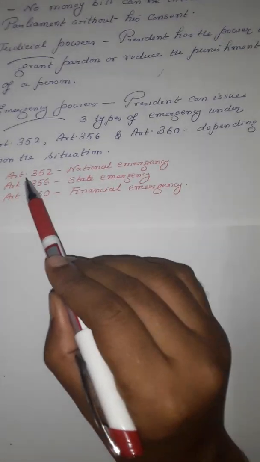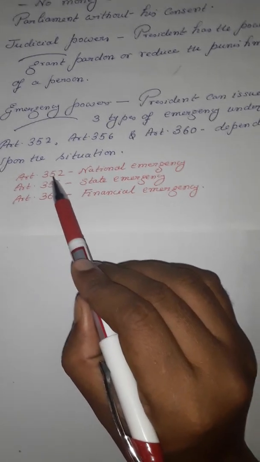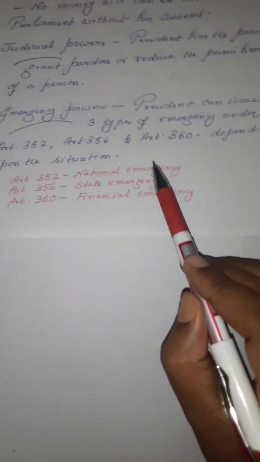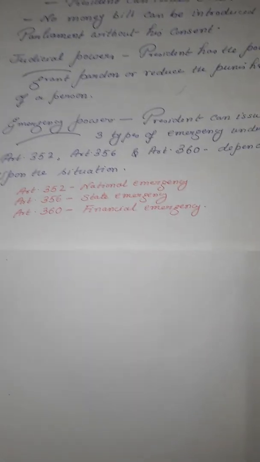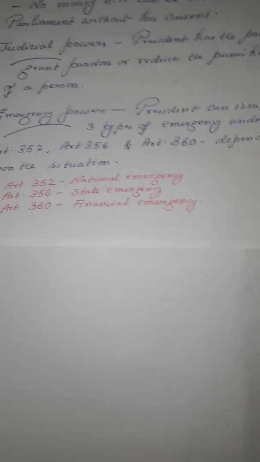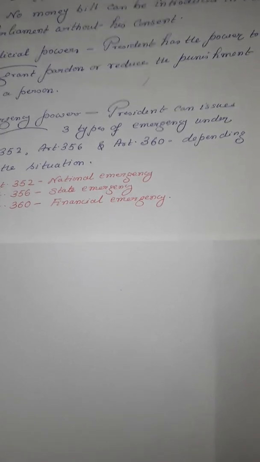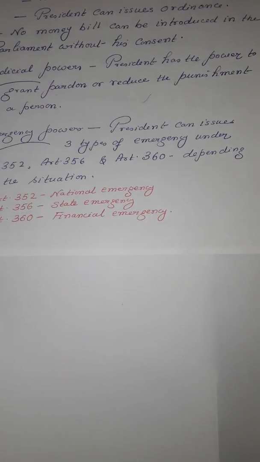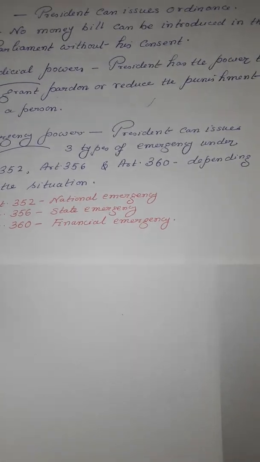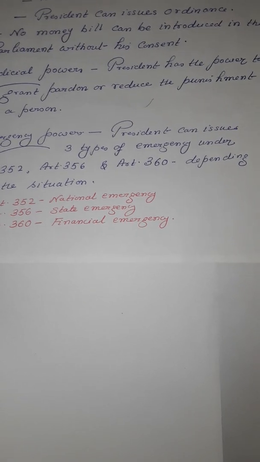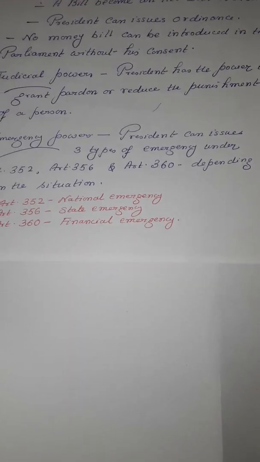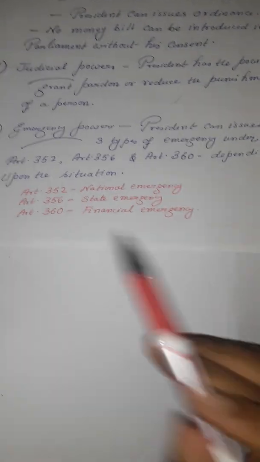Now, what does Article 352 say? It says about national emergency. Suppose there is any foreign aggression, at that time the president can declare a national emergency. At that time the state powers are taken over, and each and everything is controlled by the Indian Parliament.